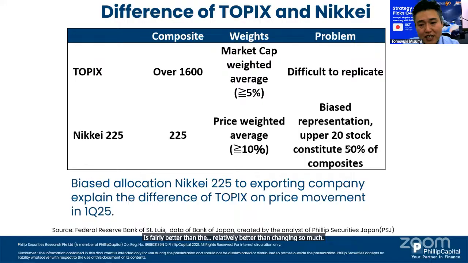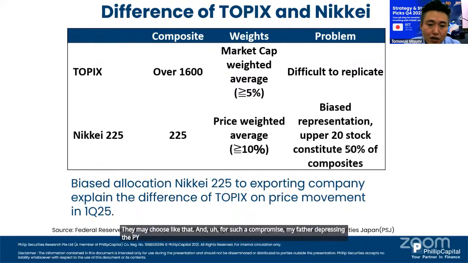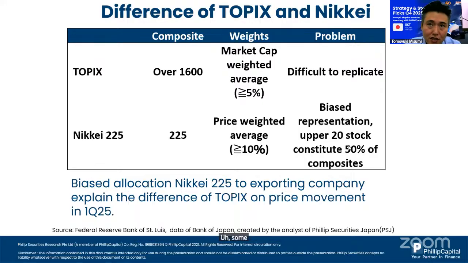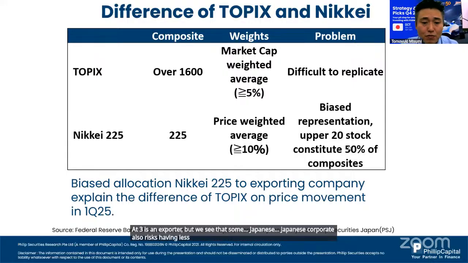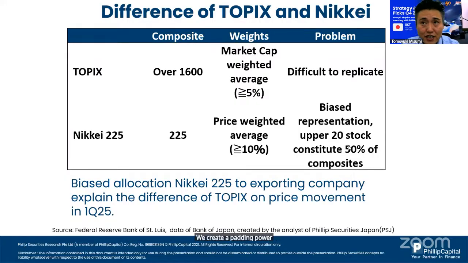They may choose that, and for such a compromise, JPY may depreciate further, and the index may also appreciate, at least in the next quarter. But we see that some Japanese corporations also have less purchasing power because of JPY depreciation, and the decrease in purchasing power may be reflected in their net income, and the income decreases.